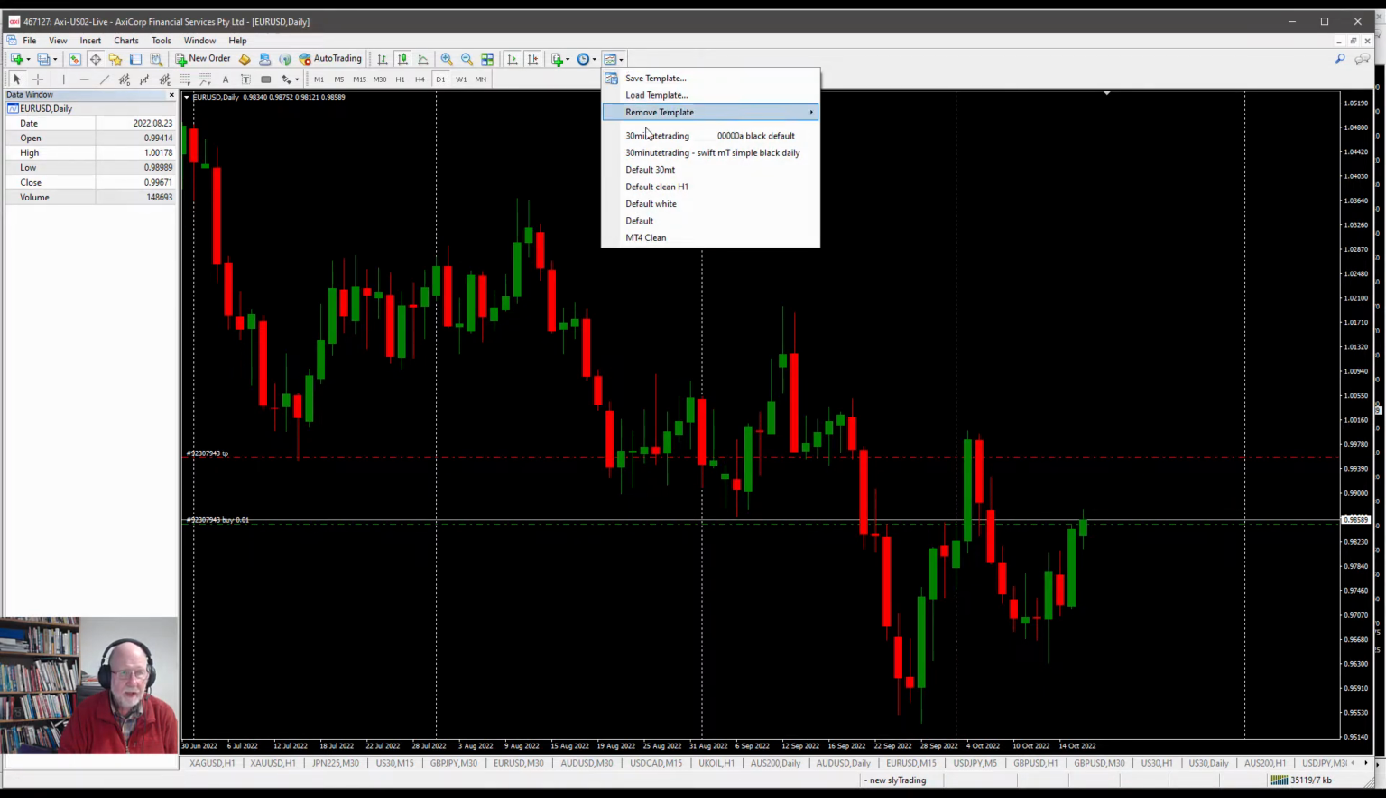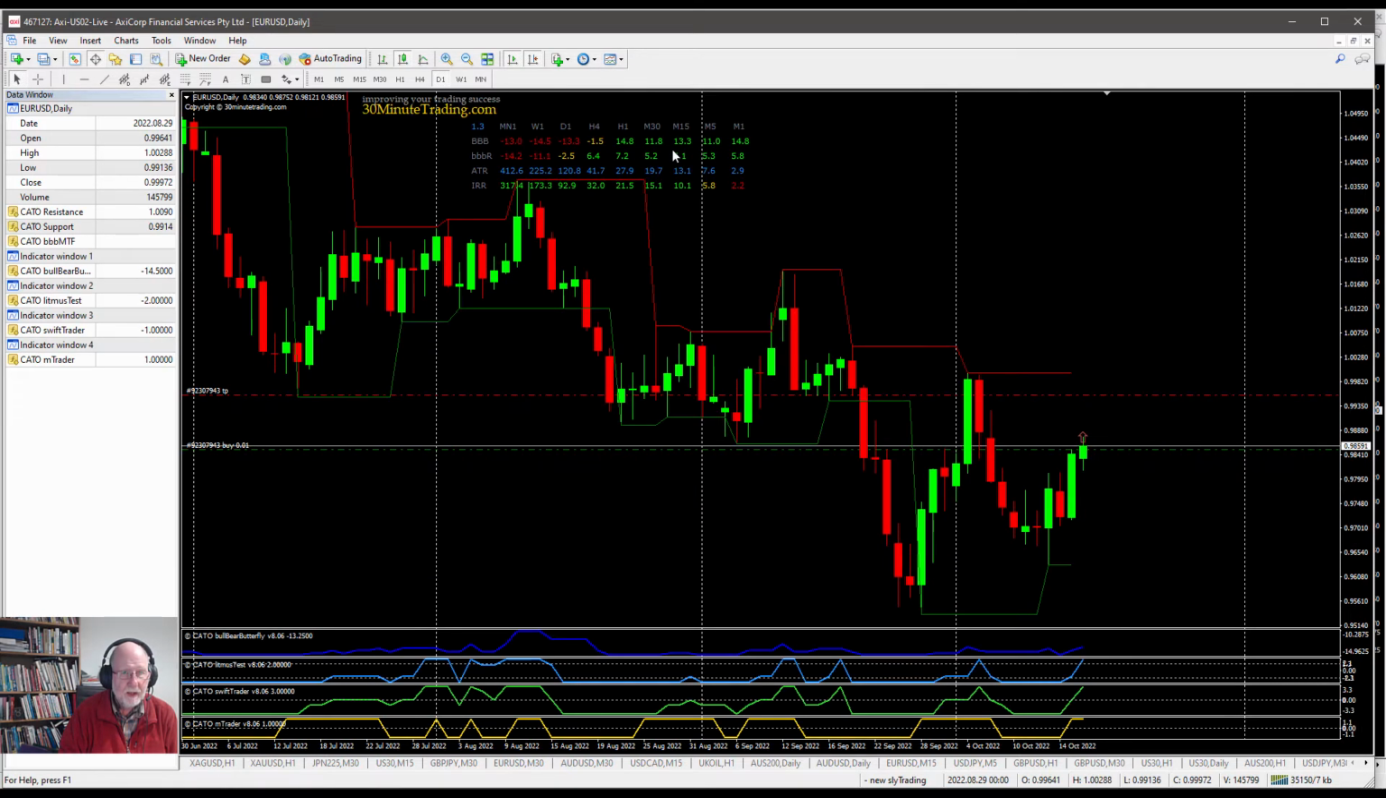Let's have a look at loading this one here, which is Swift MT Simple Black Daily. So I'm adding that one onto the chart, and I click on that and it loads it onto the chart. And now you can see we have a multi-time frame trend indicator, which also gives you average true range and what I call the IRR, the inherent risk reward ratio. Basically whenever it's green, it means you've got a higher probability on candle sizes of that or above.